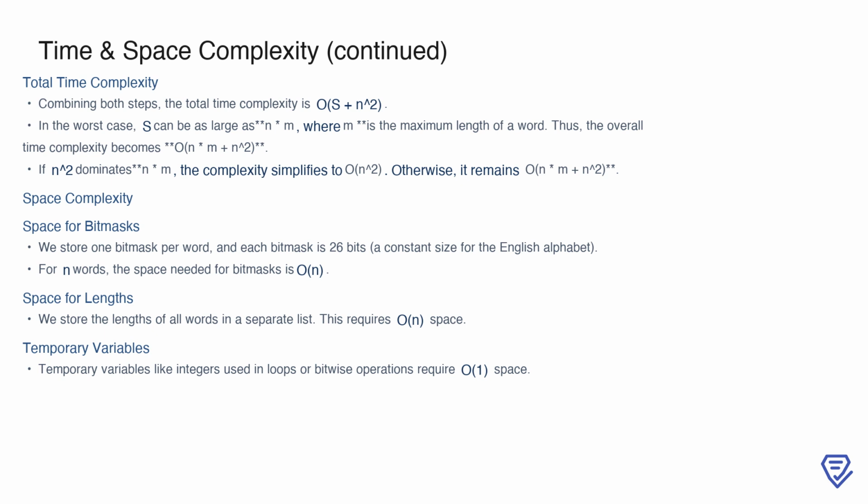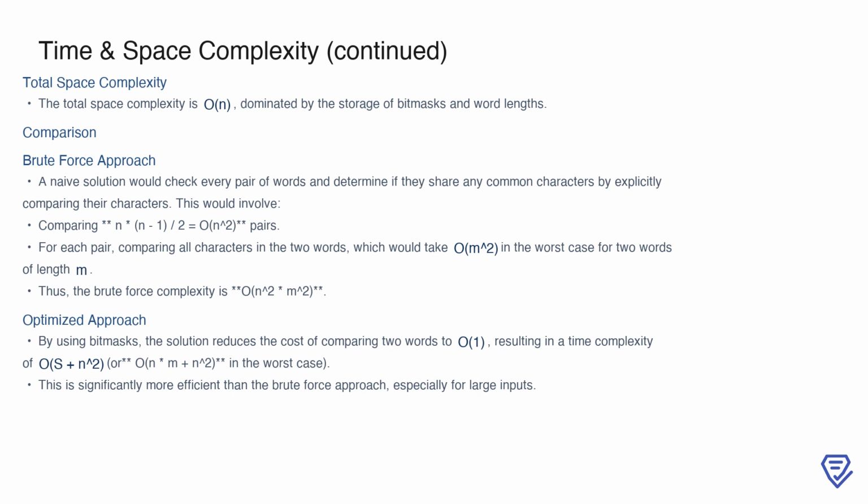For space complexity, we first consider the bitmasks. We store one bitmask per word, and since each bitmask is a fixed 26 bits, the space required for bitmasks is proportional to the number of words, or O(n). Additionally, we store the lengths of all words in a separate list, which also requires O(n) space. Finally, any temporary variables used in loops or operations take constant space, or O(1). The total space complexity is therefore O(n), with the storage of bitmasks and word lengths dominating the space usage.